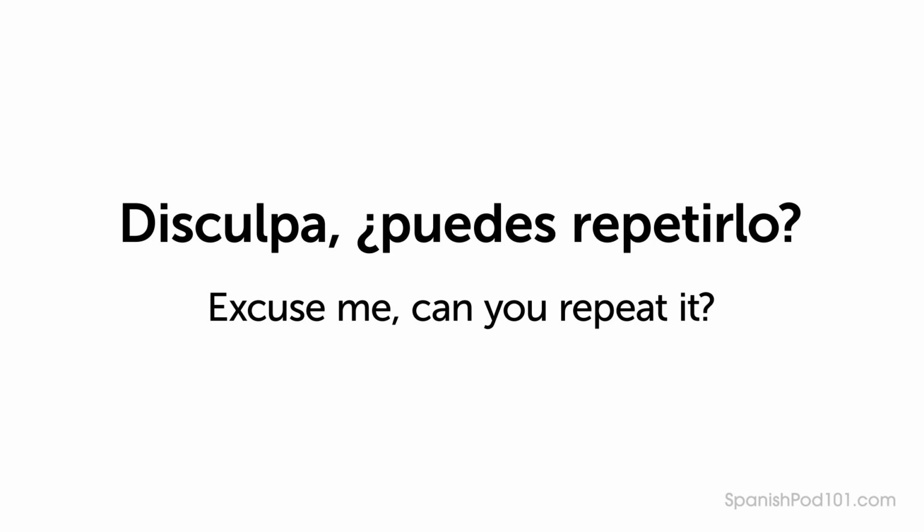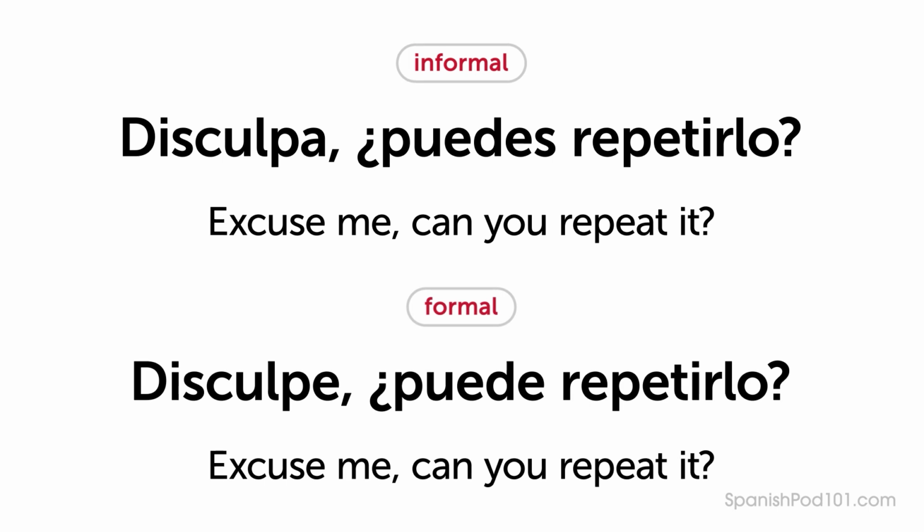In this lesson, you learned how to ask for clarification in an informal situation, since Sasha and Adolfo are of similar age. Disculpa, ¿puedes repetirlo? Excuse me, can you repeat it? To ask for clarification in a formal situation, Disculpe, ¿puede repetirlo? Excuse me, can you repeat it? Note the two changes in the formal form.